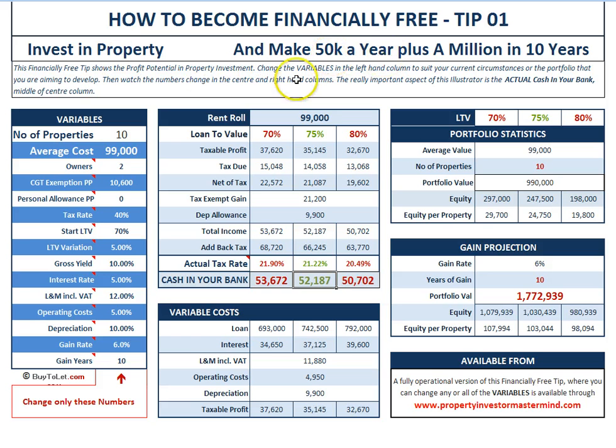a year. Now, having bought 10 properties at an average cost of £99,000, if you were to buy them in a location where the average gain, and remember it's the average gain over 10 years, was 6% a year, then your equity at the end of 10 years would be £1,079,000, which answers the second statement here, plus £1 million in 10 years. You would be an equity millionaire after deducting the mortgages.